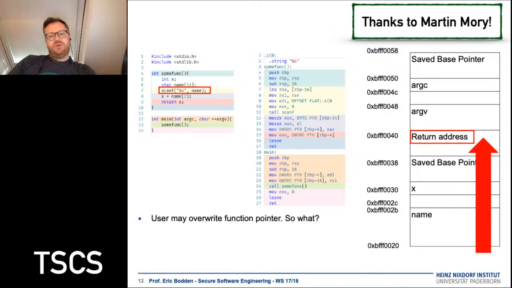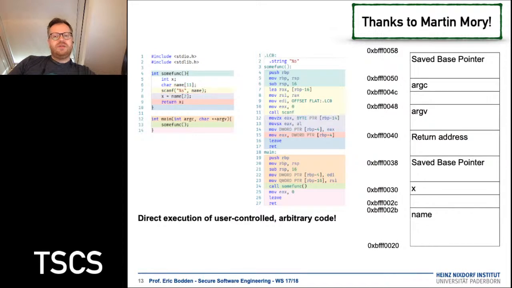And users may override function pointers. So what does this give us? In C, as a programmer, you can override function pointers, which means you can basically control anything that is in memory. And you can do stack smashing. This means you can directly execute user-controlled arbitrary code. This is typically not what you want. If you are in a library and you want to call another function, this is typically not where you want to call user code. You want to call some other code from some other library or yourself.